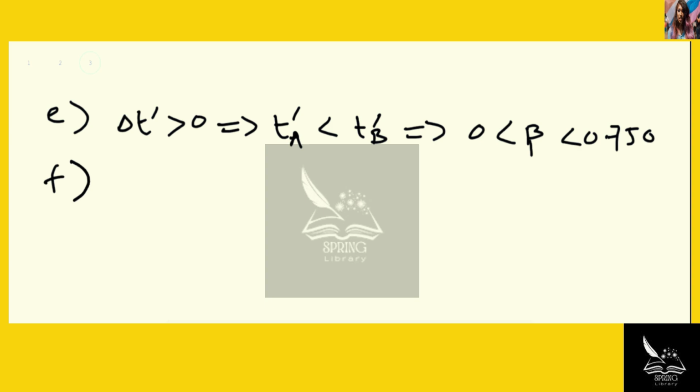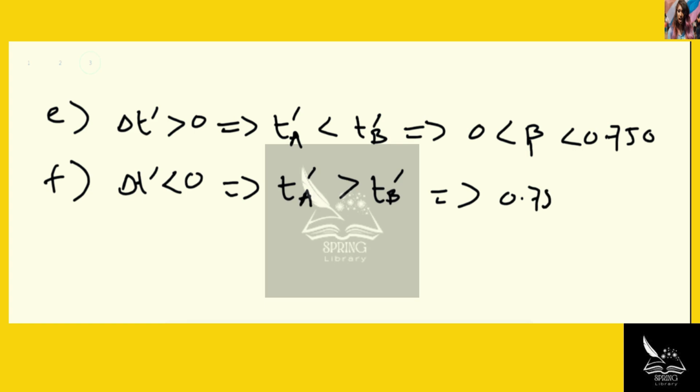For part F, for the higher speed, Δt' is less than 0. So t_A' will be greater than t_B'. That is 0.750 < β < 1. According to Bullwinkle, event B occurs before event A, the opposite of what we observed.